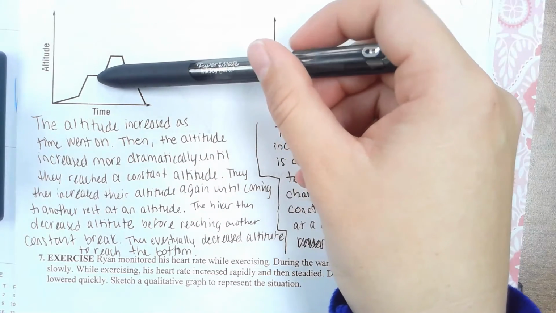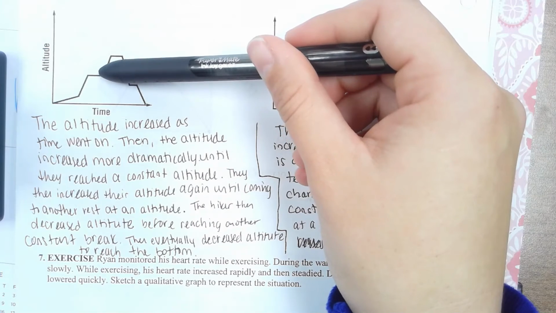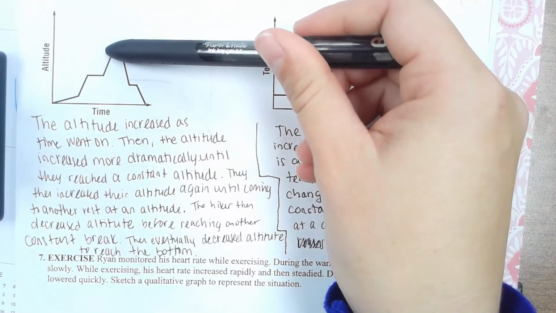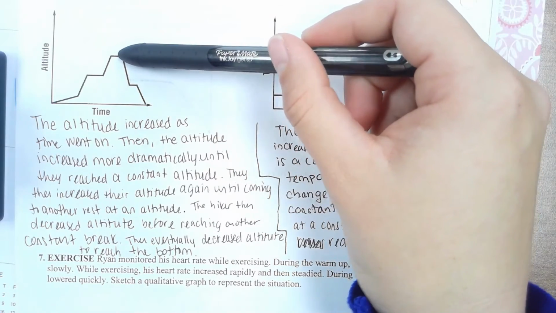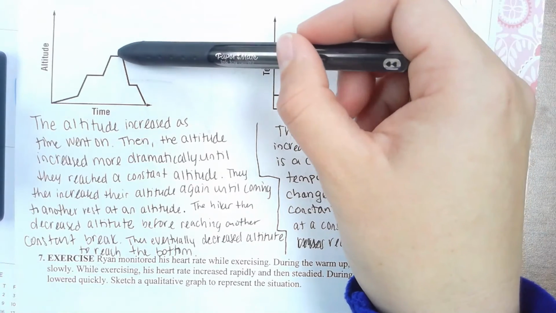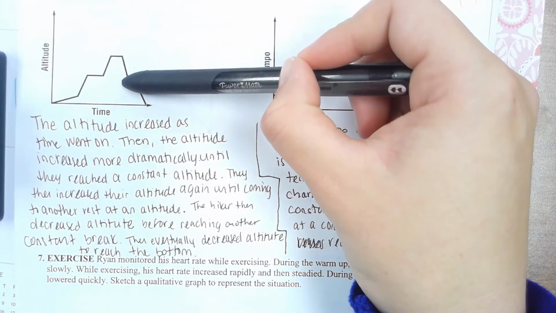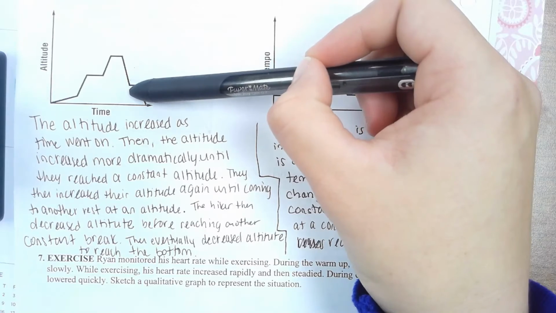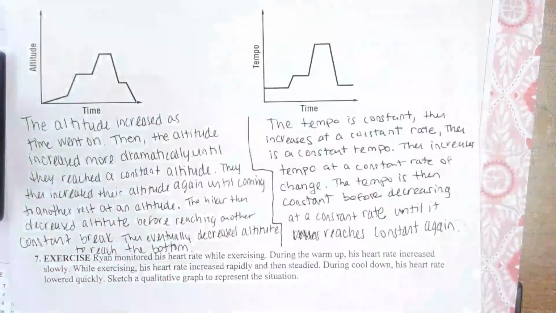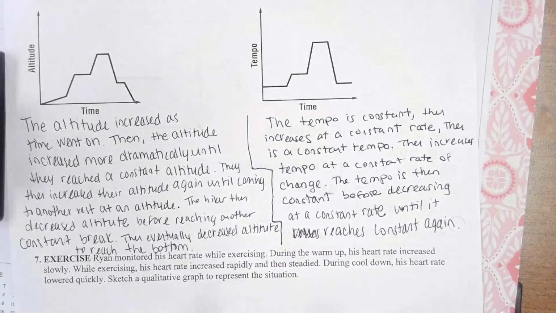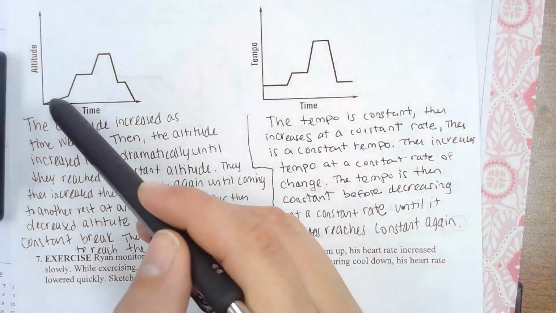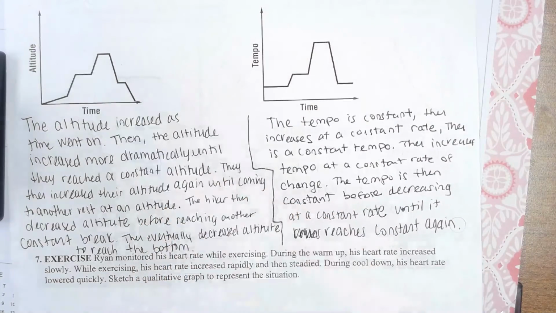Then after the constant altitude, they increased their altitude again at a constant rate of change until coming to another rest at an altitude. Then the hiker decreased altitude before reaching another constant break, and then eventually decreased altitude until they reached the bottom. And again, there's different versions that you can write of this, so just make sure that you are talking about, is it increasing, is it constant, is it increasing at a constant rate of change, so just make sure that you guys are putting those in your sentences.